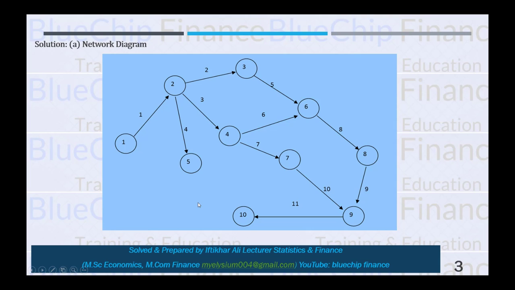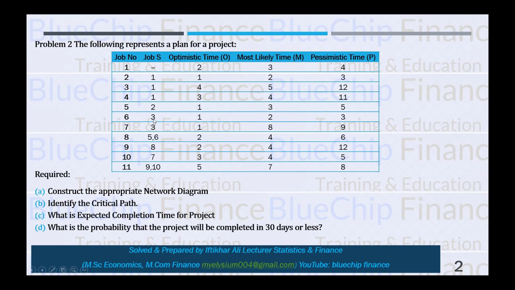So that is the way we can make the network diagram. It's up to you, if you use any other structure of network diagram, you can make it according to your own choice. But remember these things which I discussed, how we start the job line. We just focus on the predecessors. It is very important to make a correct network diagram.